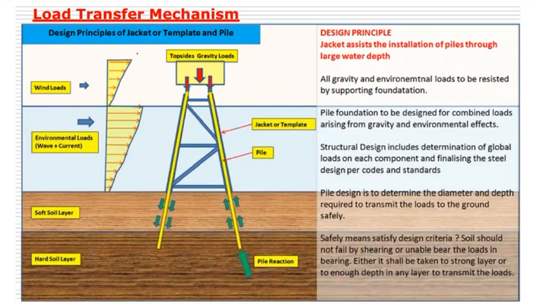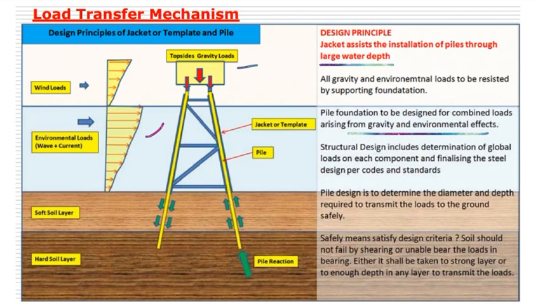Now, the design principles of jacket template piles. The jacket assists the installation of piles through large water depth. Its main function is to assist the installation of piles through large water depth, on a gravity and environmental load basis, by supporting the foundation. The supporting foundation also resists all these environmental loads as well as the gravity load. The pile foundation is to be designed for combined loads arising from gravity and environmental loads.